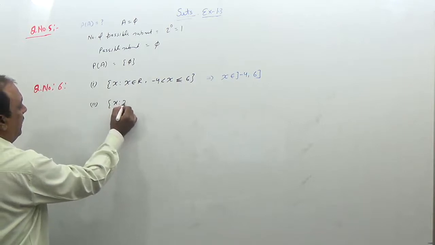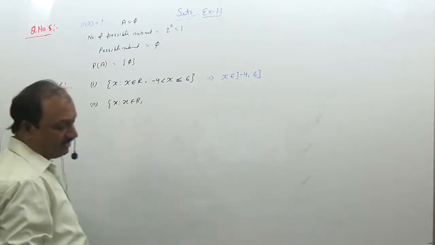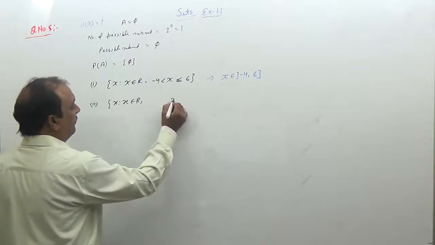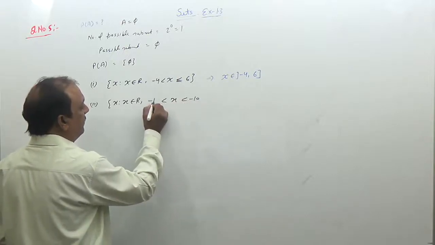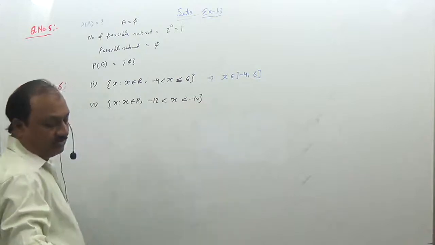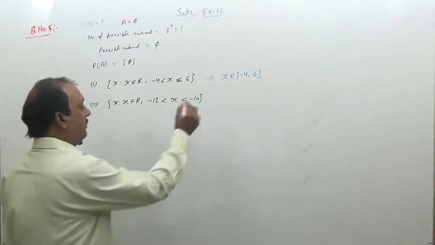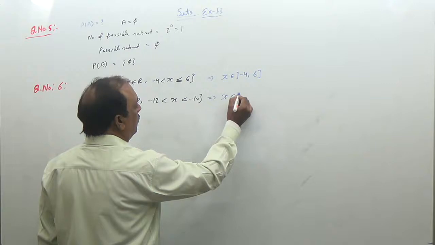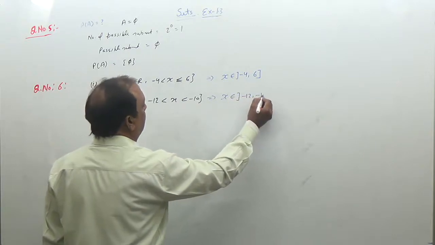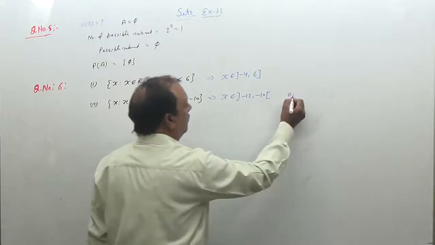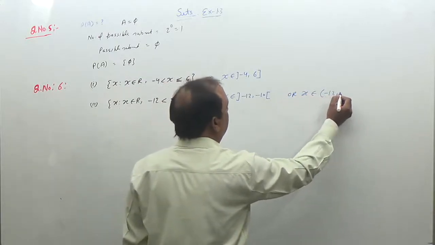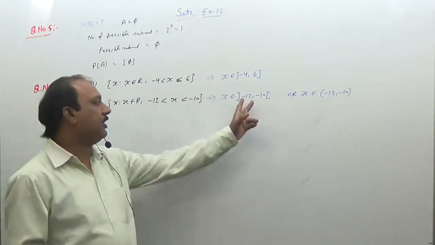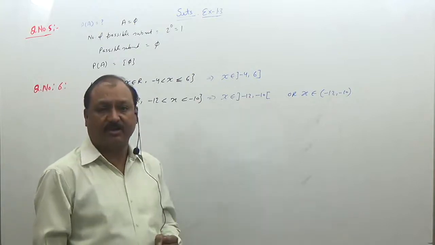Second is x such that x belongs to R. These are the set of numbers which are less than -10 and greater than -12. Because this is a set of real numbers, you have to represent it by an interval. So the interval is x belongs to the open interval -12 to -10. It means this one is a set of all real numbers which are more than -12 and less than -10.